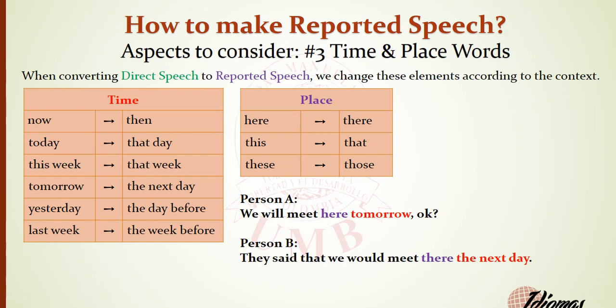Now, then; today, that day; this week, that week; tomorrow, the next day; yesterday, the day before; last week, the week before. Here, there; this, that; these, those. Person A, person B. We're going to check this example. Person A: We will meet here tomorrow, okay? Person B: They said that we would meet there the next day.